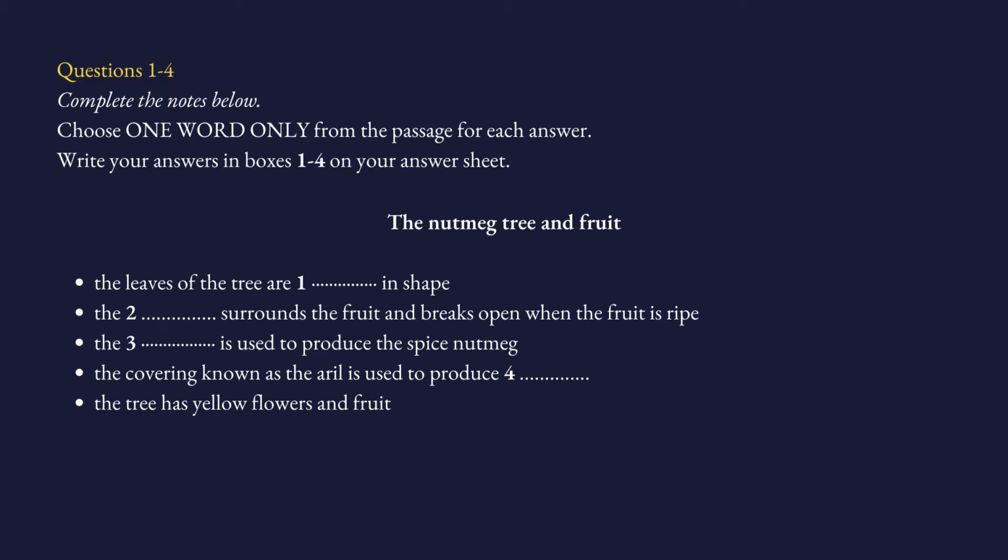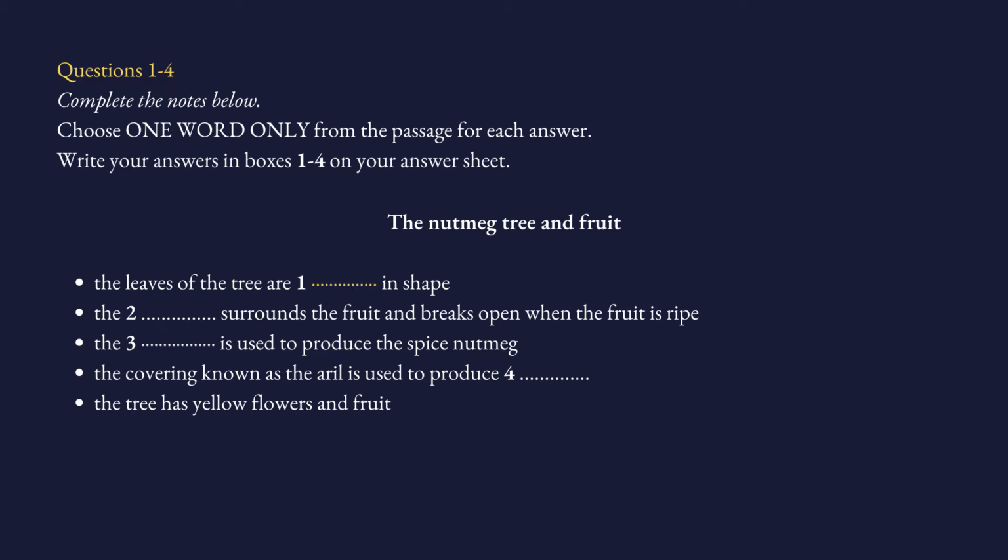Now, for questions number 1 to 4, the instructions say complete the notes below. Choose one word only from the passage for each answer. So basically, what we need to do is to fill in these blanks based on the reading passage with only one word. So how do we do that? Let's go with number 1, with the first part. Now, the first part says, the leaves of the tree are in shape. So what kind of shape do they have? We need to find that from the passage.